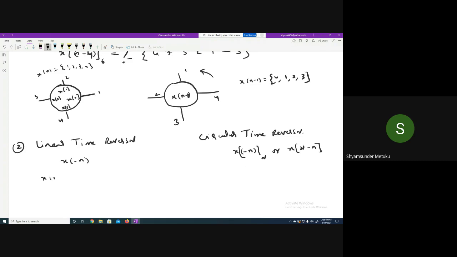So here, same thing. If I am giving x of n is equal to 1, 2, 3, 4, can anybody tell what is x of minus n? How do you write in this particular tabular form? 4, 3, 2, 1. Where is the origin point?